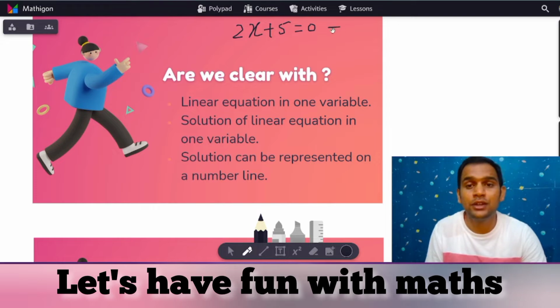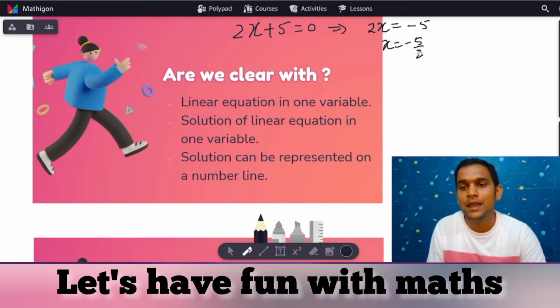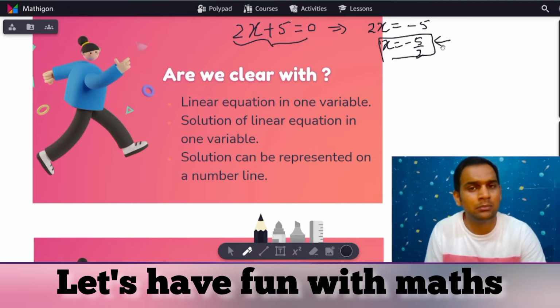What is the solution for that? The solution is we take the value 2x equals 5 goes to the other side, it becomes minus 5, x equals minus 5 by 2. So x equals minus 5 by 2 is the solution of this particular linear equation in one variable, and obviously it can be plotted on the number line. We already know how to plot a rational number on the number line.